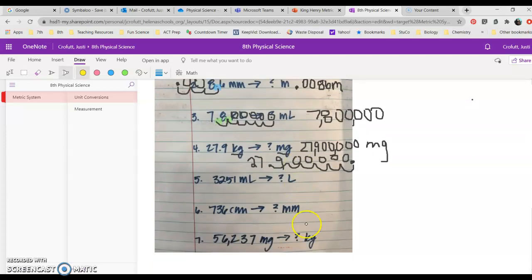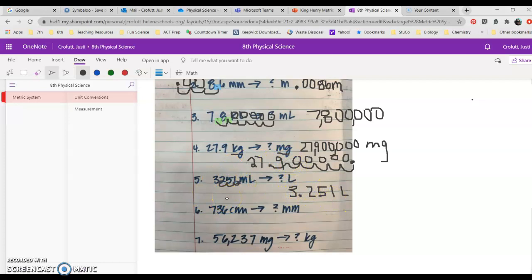So back down to this guy here. On these, remember, even if you don't see a decimal, your decimal is kind of invisible right at the end. Okay, so we're going to move our decimal 3 to the left. 1, 2, 3. Again, get rid of your old decimal and add your new decimal. So it should be 3.251, and then don't forget to label liters. So in 3,251 milliliters, we have 3.251 liters.